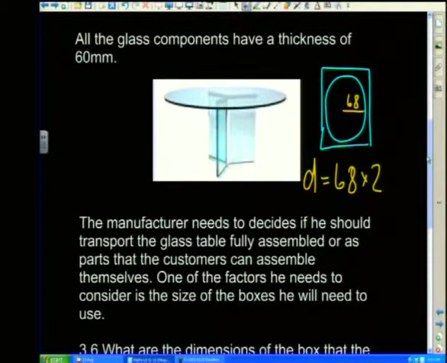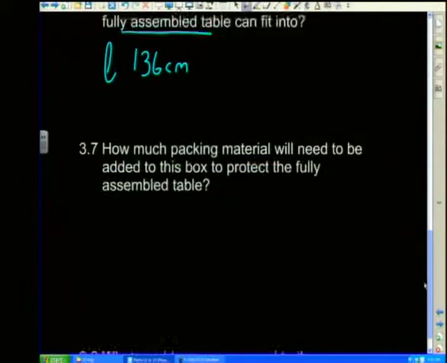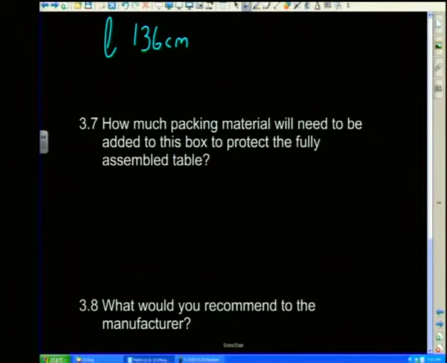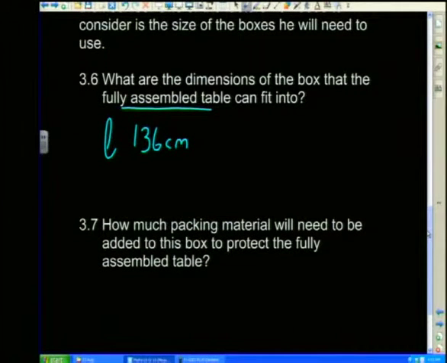Go back to this, so that's 136. And I need a breadth of 136, because remember it's a circle, so it fits into a square shape. And finally, my height, which is kind of going out of the board or into the board, is going to be that part there. And that part there was the 165 centimeters. So my dimensions are 136 by 136 centimeters by 165 centimeters. So those are my dimensions of the box.